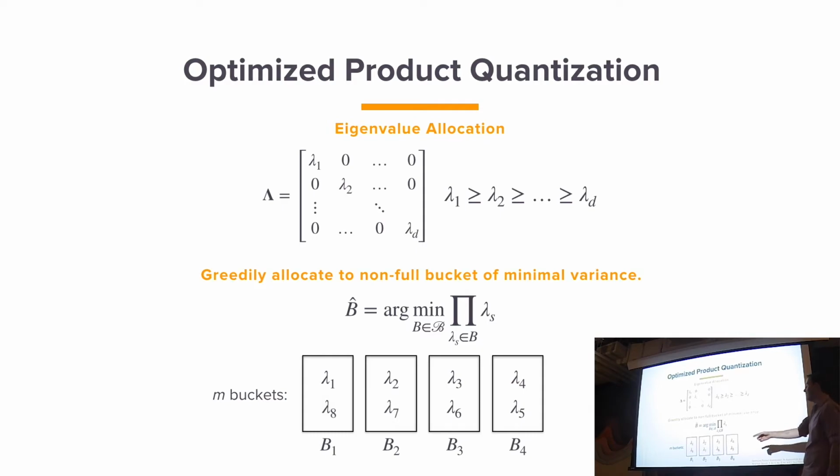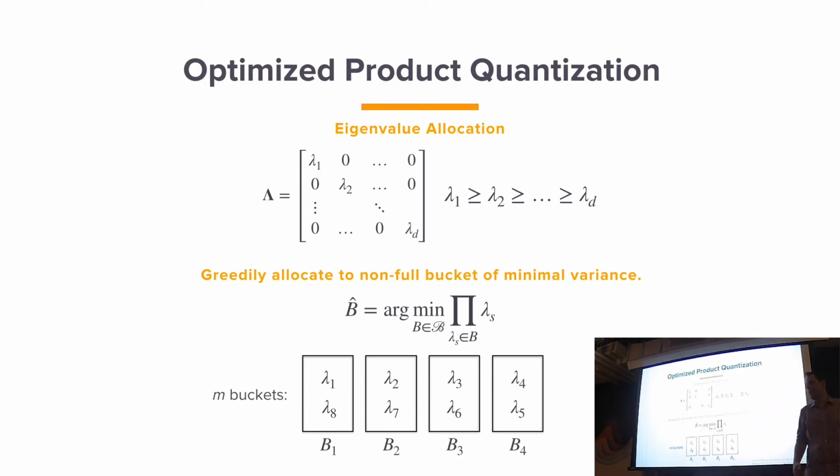And then the next one's where it gets interesting. For the fifth eigenvalue, I'm going to pick the bucket with the smallest product of eigenvalues, meaning the smallest current amount of variance, and put it in there. That happens to be b4 in my two-dimensional example. And if you think about the fact that this guy's always bigger, it makes sense.